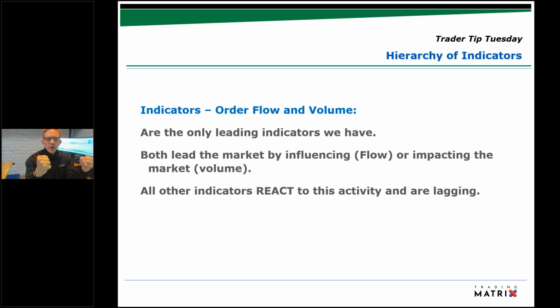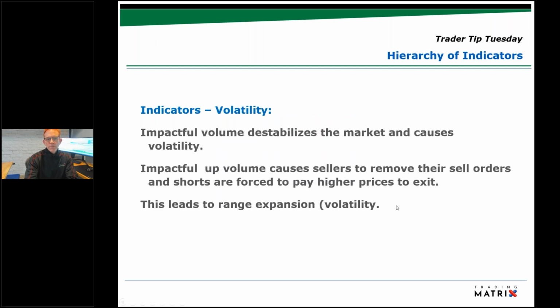Order flow and volume are the only leading indicators we have. Both lead the market by influencing flow by flow or impacting by volume. So flow influences and volume impacts. All other indicators react to these two, and they lag.